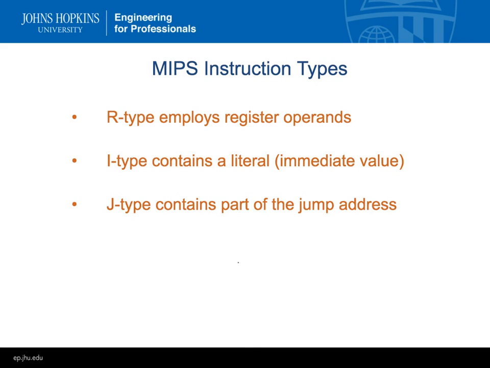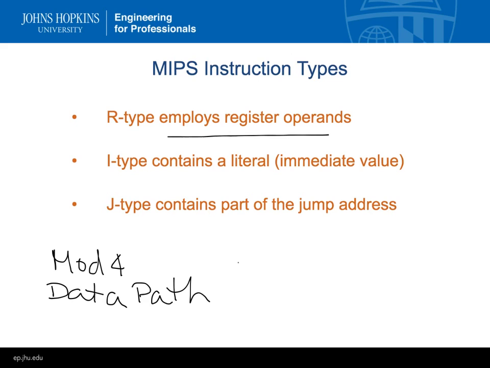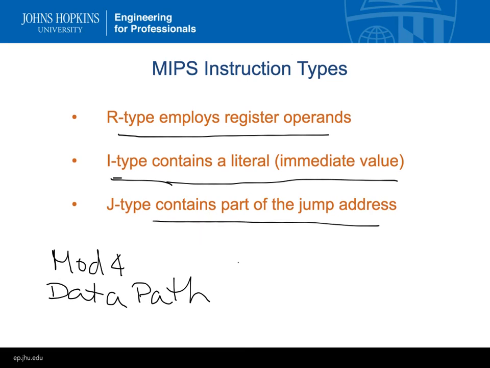Okay, now we're going to go over MIPS instruction types. And again, if this doesn't quite sink in now, try to remember to come back to this, because in a couple weeks we're going to look at the data path in Module 4. And we are going to see how the circuits in the data path are set up to execute these different kinds of instructions, and how they go through a different part of the path depending on what kind of instruction they are.